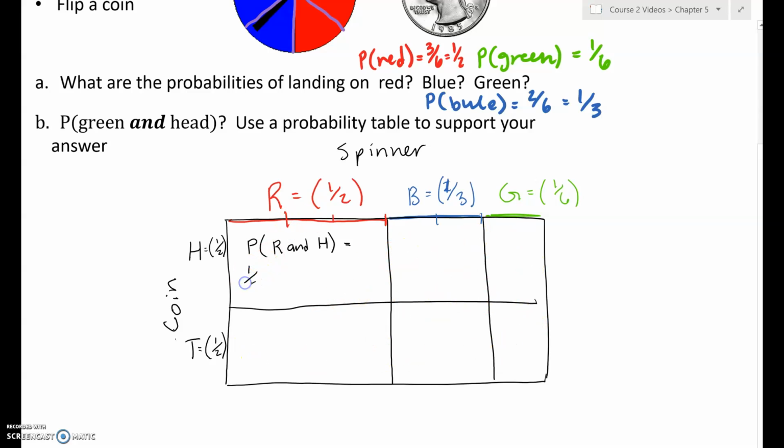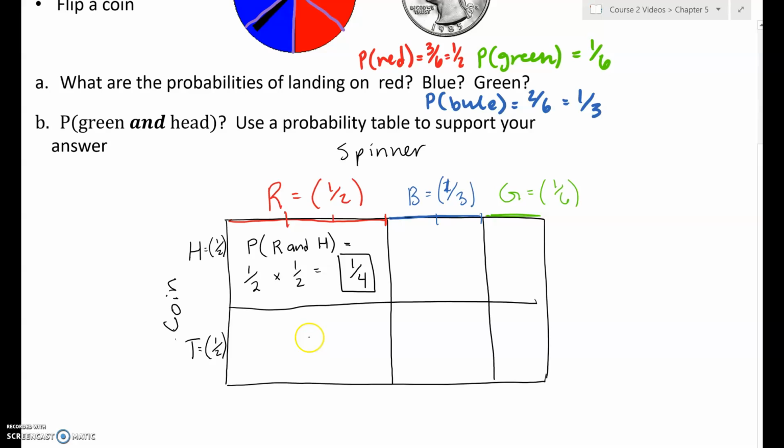So we have 1/2 for the chance of being red times the 1/2 chance of it being a head. And 1/2 times 1/2 is 1/4. What is the chance that it's a red head? A red and heads is 1/4.